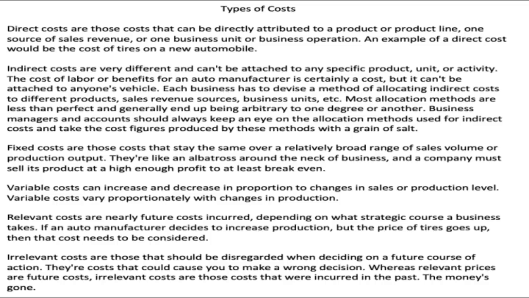Fixed costs are those costs that stay the same over a relatively broad range of sales volume or production output. They're like an albatross around the neck of a business, and a company must sell its product at a high enough profit to at least break even. Variable costs can increase and decrease in proportion to changes in sales or production level. Variable costs vary proportionately with changes in production.